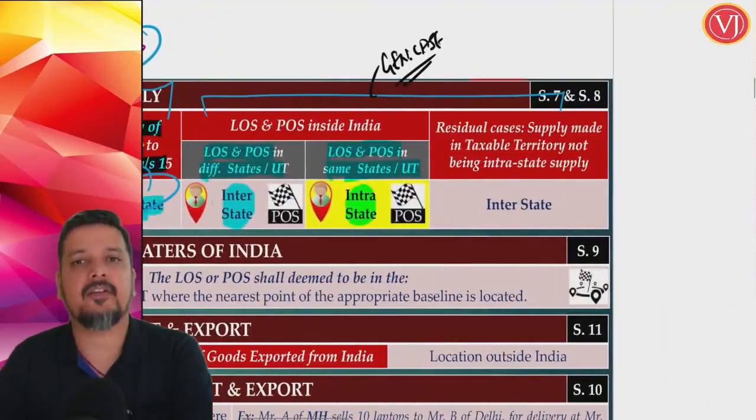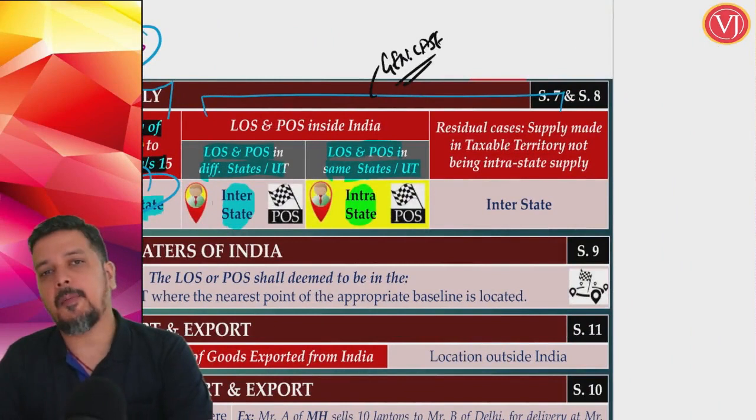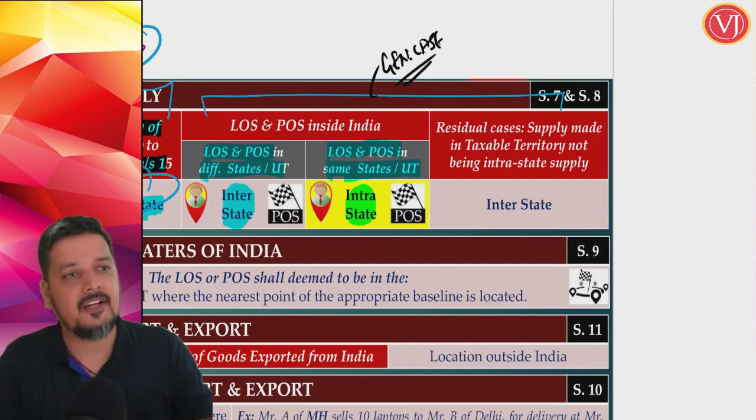General case we have already discussed, and we have been discussing right from the beginning. LOS, POS, same state, intrastate supply, CGST, SGST. LOS, POS, different state, interstate supply, IGST.